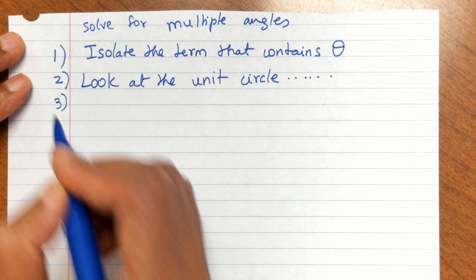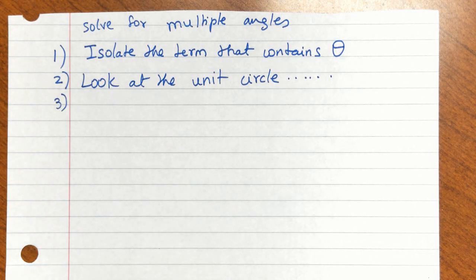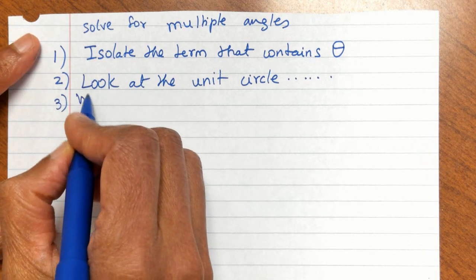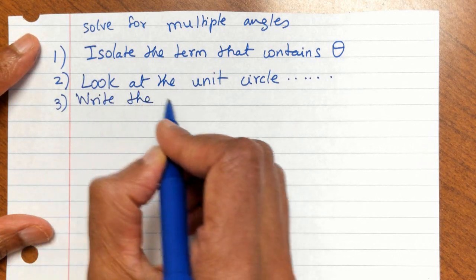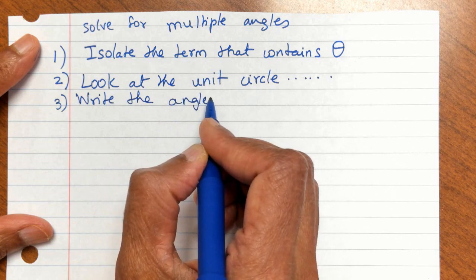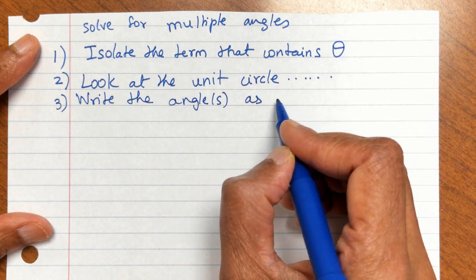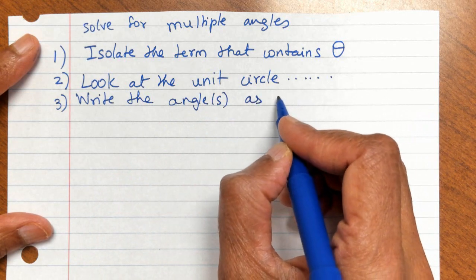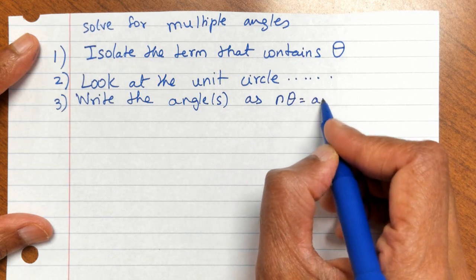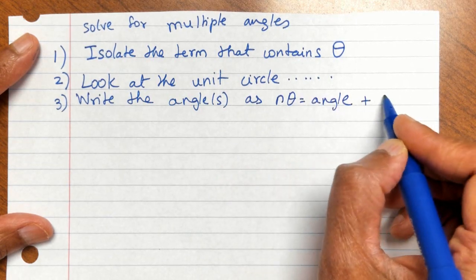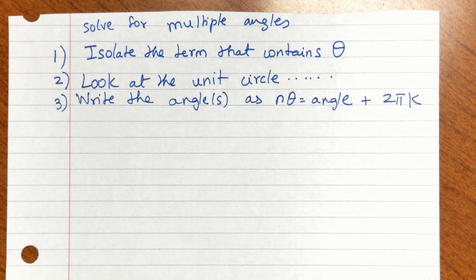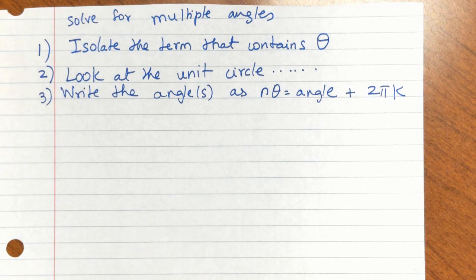And step number 3, write the angles, depending on how many angles you found, mostly you'd have found 2, as n theta, because it's 2 theta, 3 theta, and so forth. So n theta equals the angle that you just found plus 2 pi k. Write the angles as n theta equals angle that you just found plus 2 pi k.